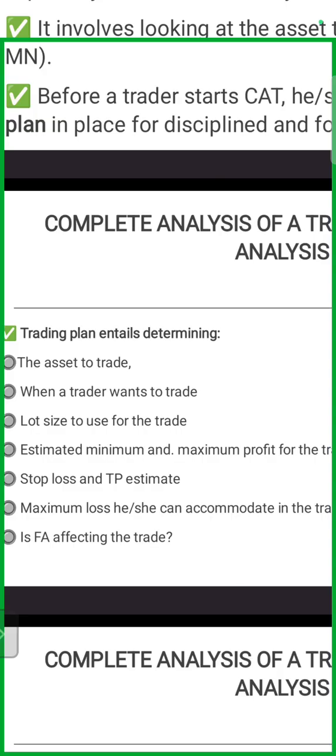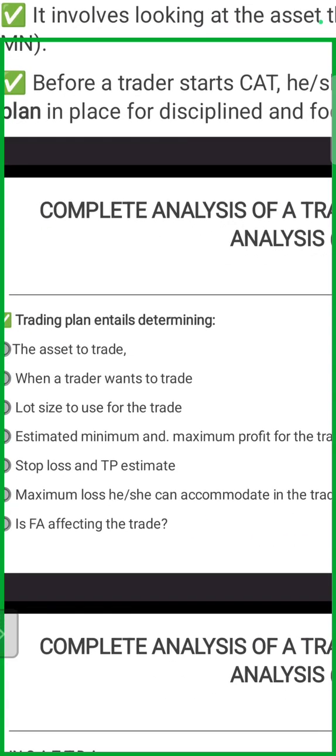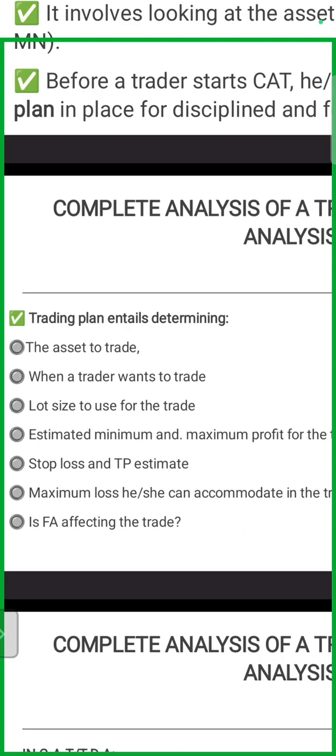Minimum or maximum. Then your stop loss and take profit estimates. When do you want to take it? Your stop loss, you should know where to put it. And the maximum loss he or she can accommodate in the trade. We have talked about this several times. Maximum loss. How much are you willing to risk before placing the trade?